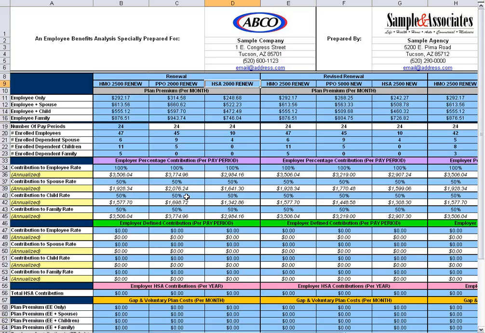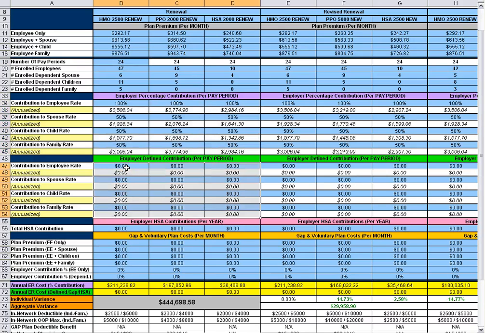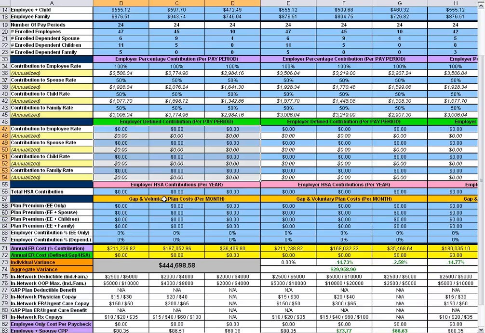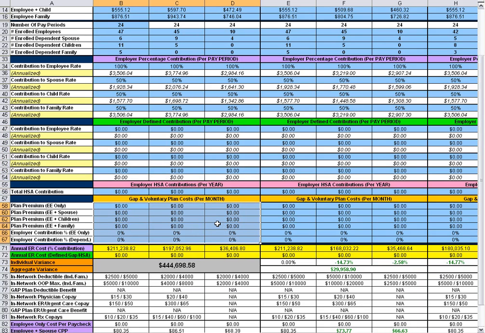The employer comes back to the agent and says that increase is not sustainable and needs to see some alternate options presented. Using this spreadsheet, we would load in the renewal rates along with any plan change rates, the demographic assumptions for the employees by class and by plan, the number of pay periods the employer is using, their contribution strategy, whether on a percentage or defined basis, and then any value adds they might be doing, like an HSA contribution, gap and voluntary plans.